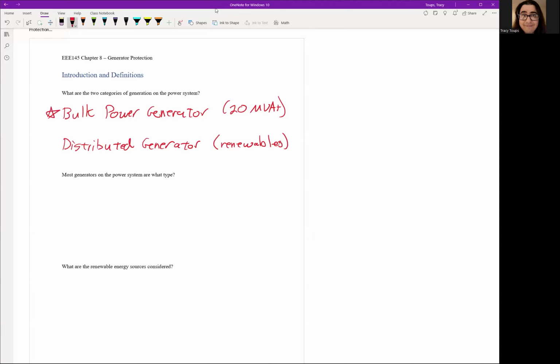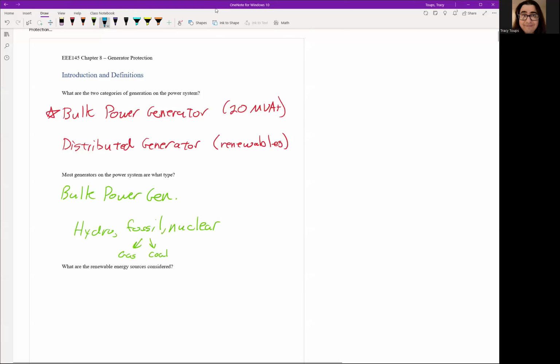Bulk power generation is typically the big one we're going to see. Most generators in the power system are bulk power generators. Typically, this is going to be your large hydro plants, your fossil fuel plants, and nuclear plants. Those are the big three you're going to see. Good note, fossil can be both gas and coal. You technically have oil, but you don't use that too much.